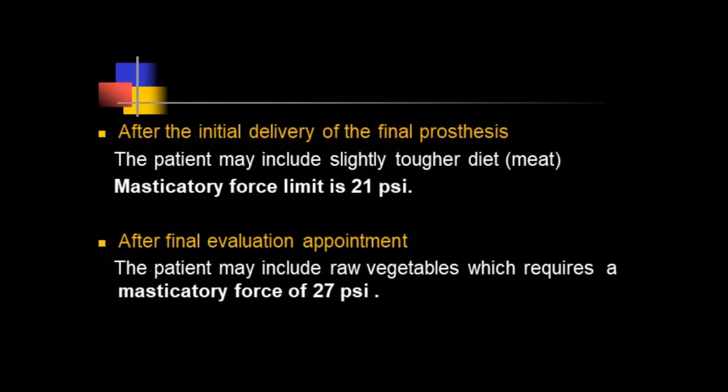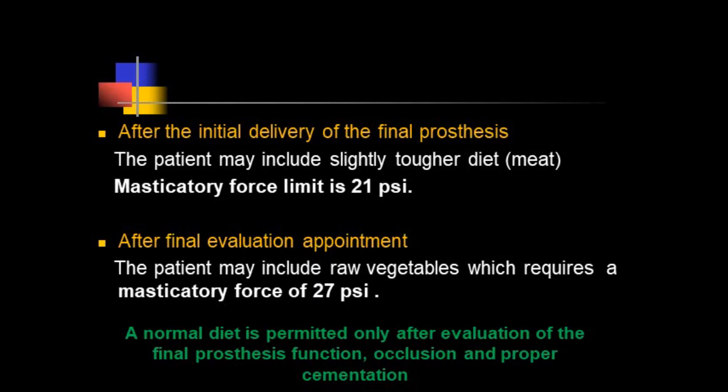After the initial delivery of the final prosthesis, the patient may include a slightly tougher diet and the masticatory force limit is 21 psi, and after the final evaluation appointment the patient may include raw vegetables, that is a hard diet that requires a masticatory force of 27 psi. So a normal diet is permitted only after evaluation of the final prosthesis function, occlusion and proper cementation. So this is about the element diet.